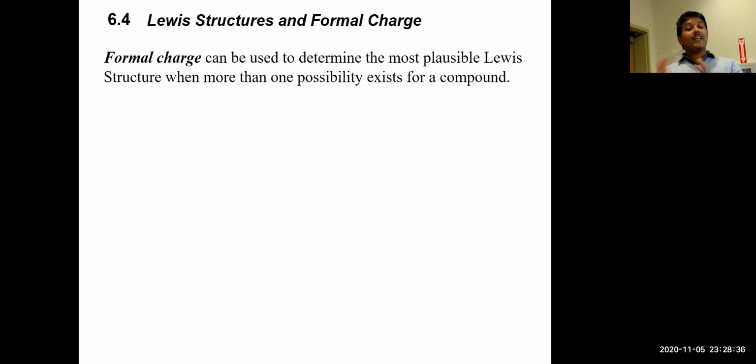So even though you can technically draw more than one possible structure, only one structure is more preferred than another. The one that is preferred is always either neutral or has the least number of charges. Okay, so to determine that, you need to know how to calculate charges first.